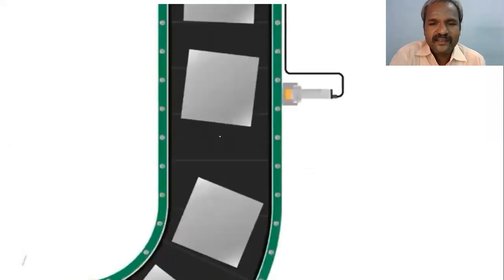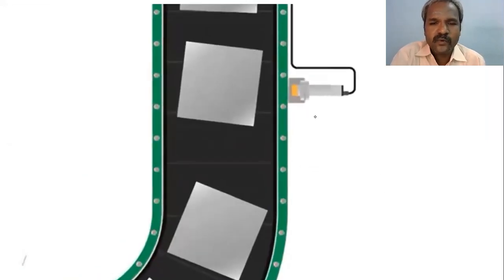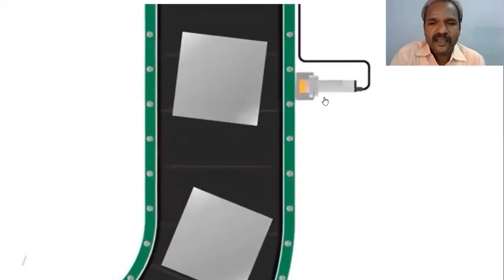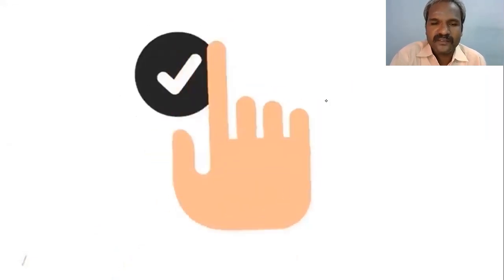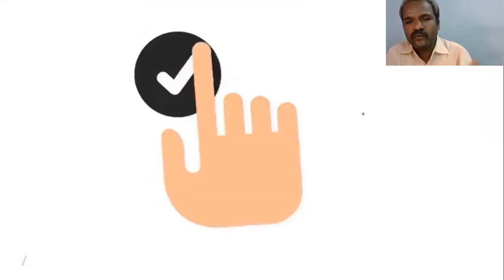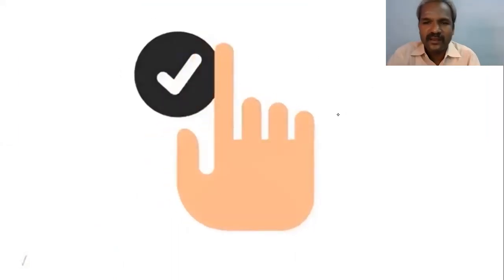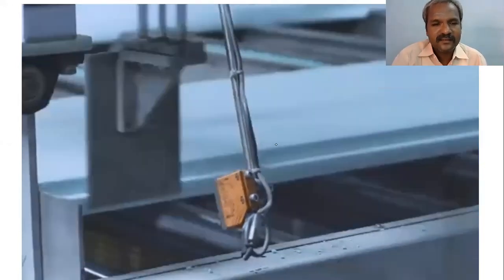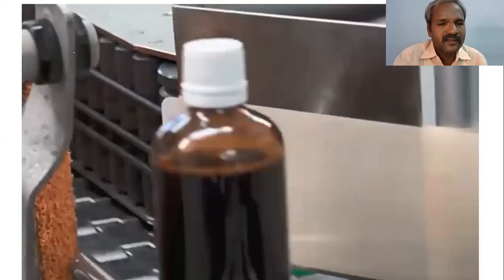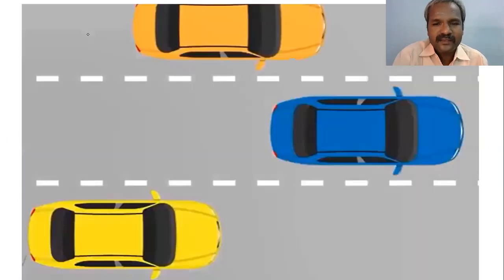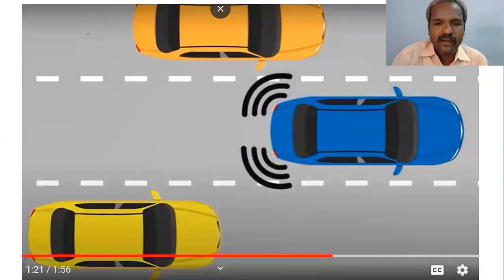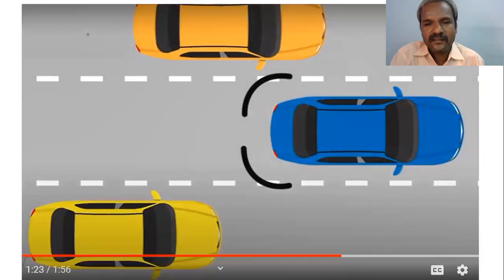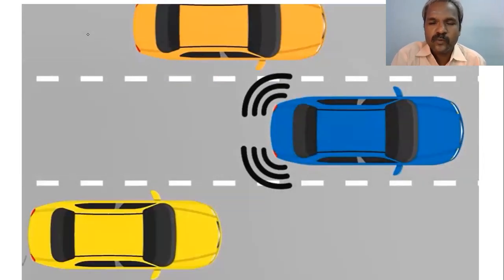This is the conveyor. When the parts are moving on the conveyor, this is our proximity sensor. It detects the objects moving. It also detects scrap material. You see, this is a sensor when a bottle is moving, and this is the scrap moving. To maintain the distance between cars, proximity sensors are equipped in automobiles. This is happening in foreign countries, not in India.